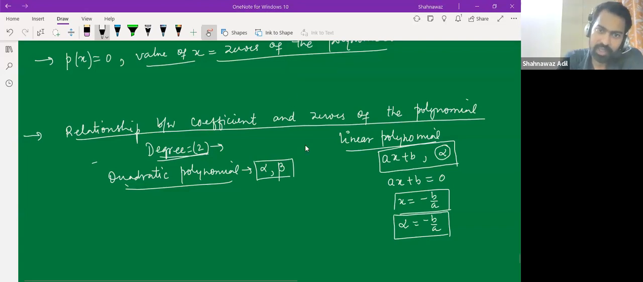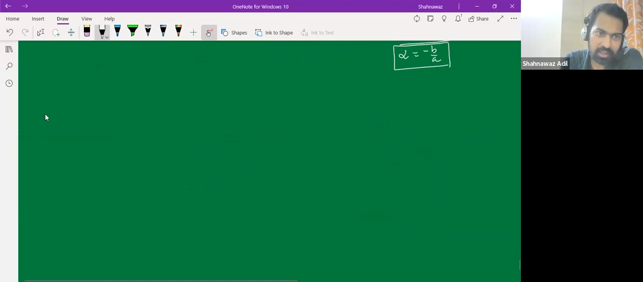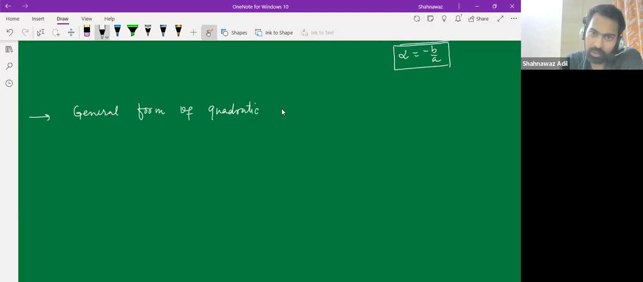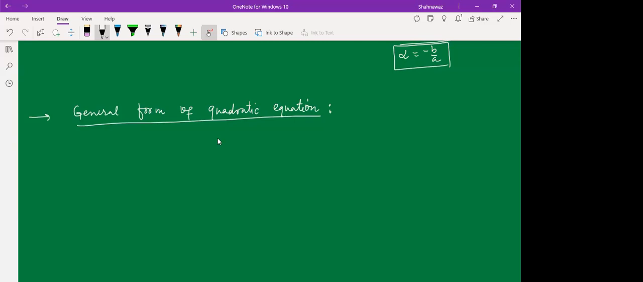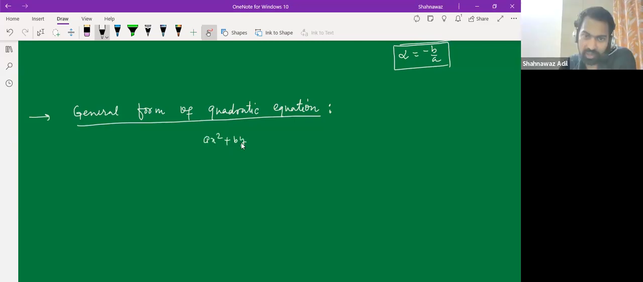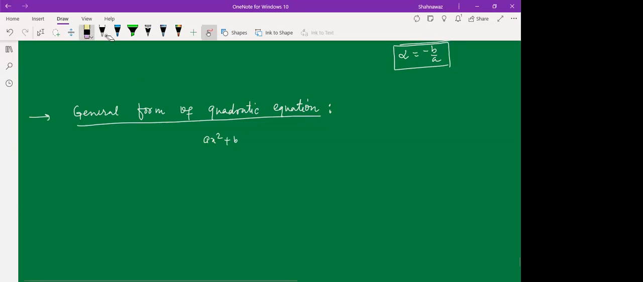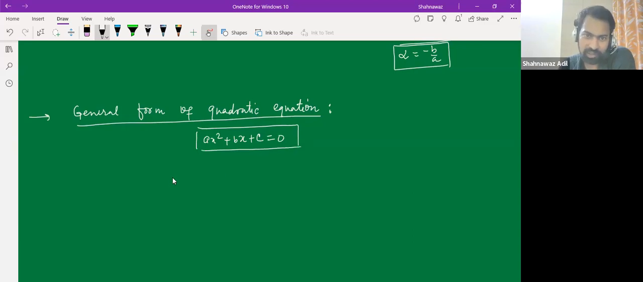Right, so let us first write the general form of a quadratic equation. As you guys already know, what is the general form? ax square plus bx plus c equals to 0. So this is the general form of a quadratic equation, right? And it has two zeros, because the degree is 2, so it will have two zeros.